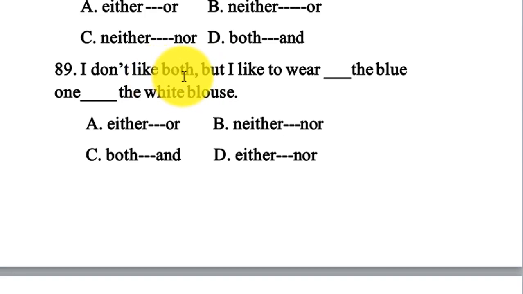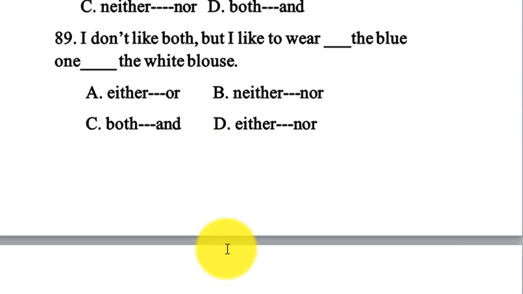Either or. Either or, not neither nor. Both and. Either or. Here, both and. I don't like both. Structurally the answer is D, either or. But I do like both. The meaning, or the essence, is here. The essence is here. Fine.